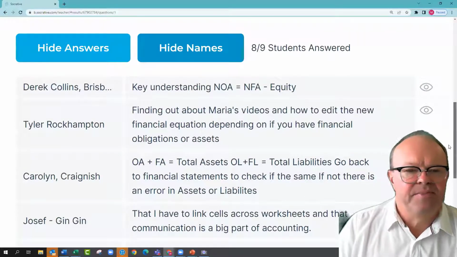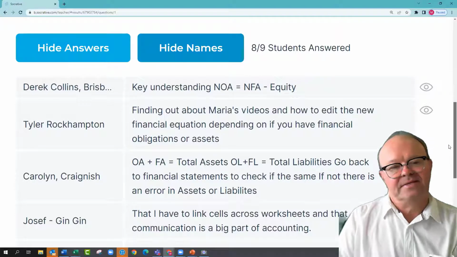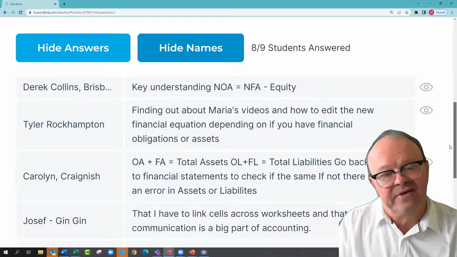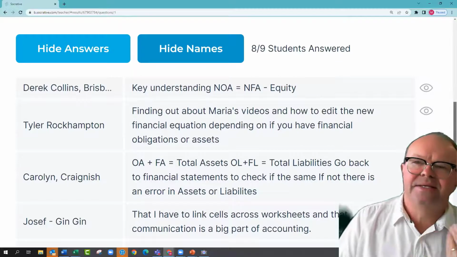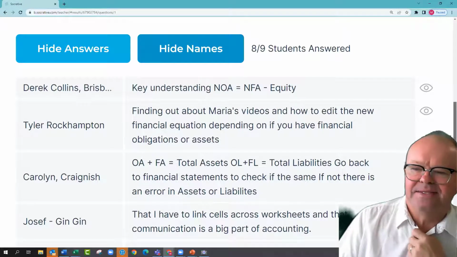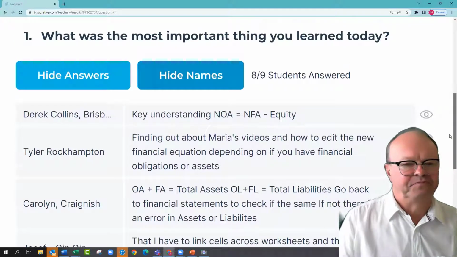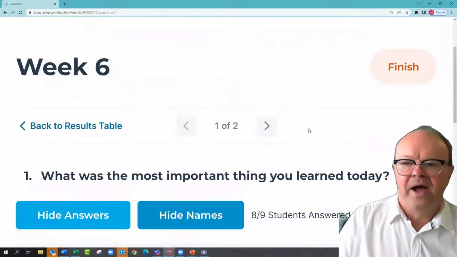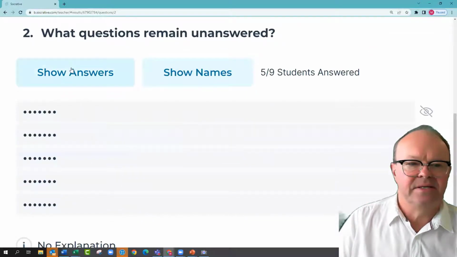And Derek in Brisbane, key understanding: net operating assets equals net financial assets minus equity. That's the same as Tyler. That's if you've got net financial assets. If you've got net financial obligations, it's net operating assets equals net financial obligations plus equity. But that's good. There'll be a number of people with net financial assets. All right, let's have a look at what questions remain unanswered.